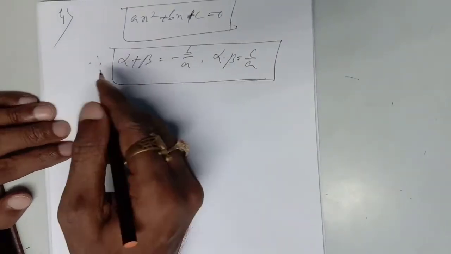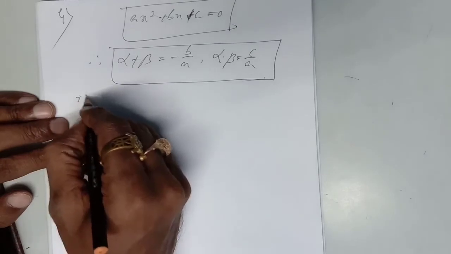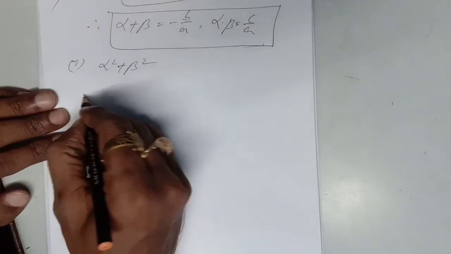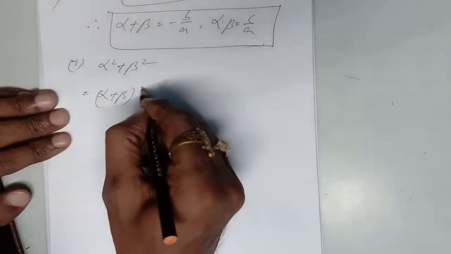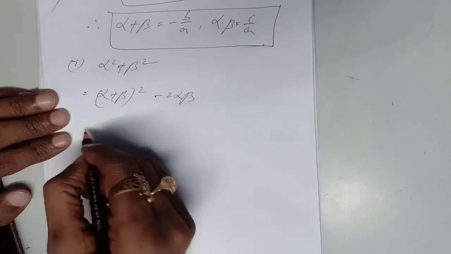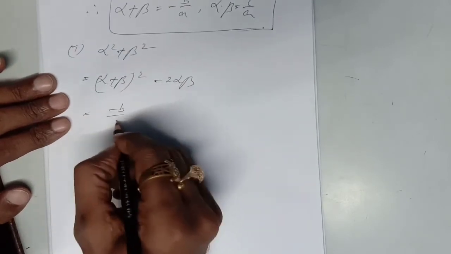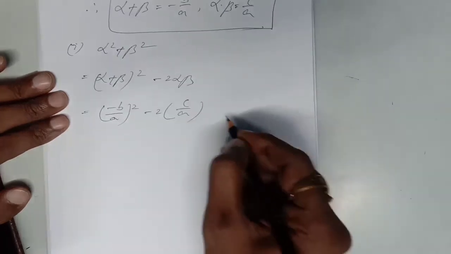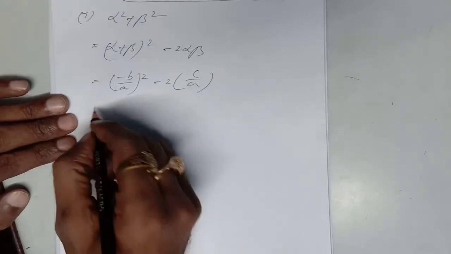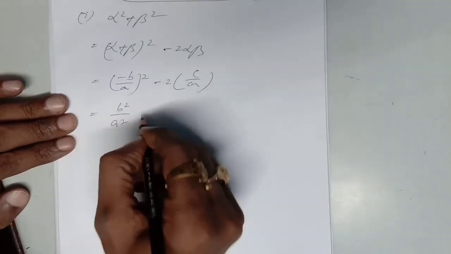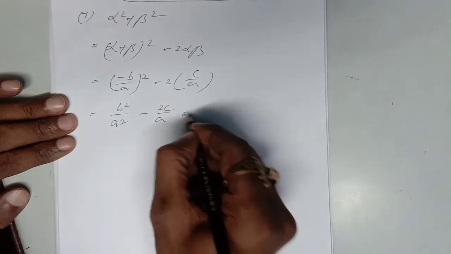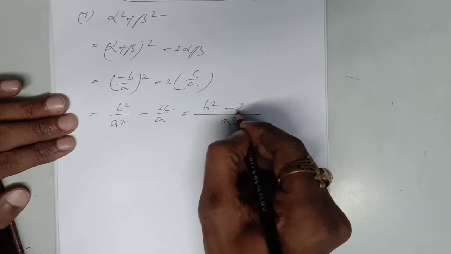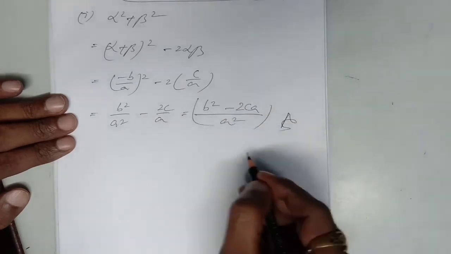After getting the values of alpha plus beta and alpha beta, your first part is they are asking to find alpha square plus beta square. Alpha square plus beta square means alpha plus beta whole square minus 2 alpha beta. Put the value of alpha plus beta, that is minus b by a whole square, minus 2 into alpha beta, that is c by a. Finally, you are getting b square by a square minus 2c by a. What is the LCM? a square. This will be b square minus 2ca by a square. This is the answer of number 4 first part.